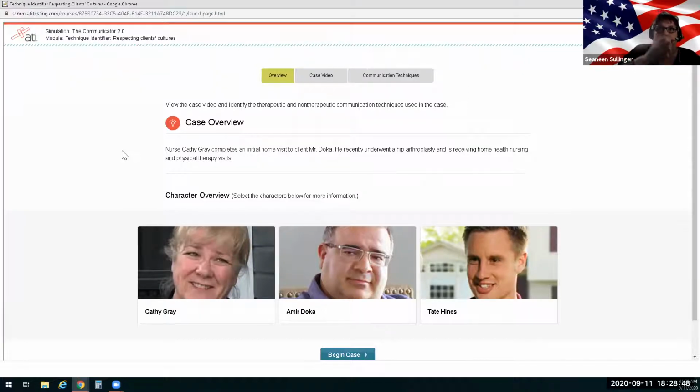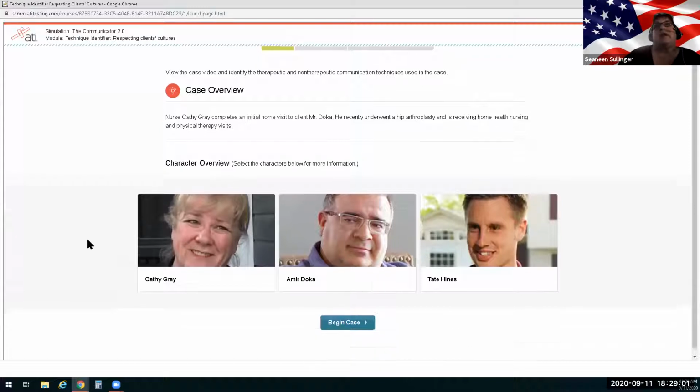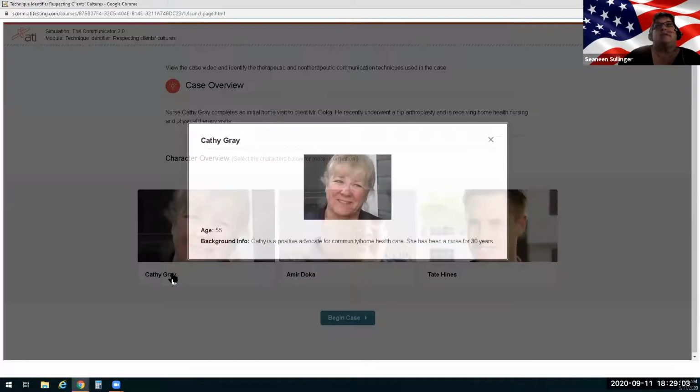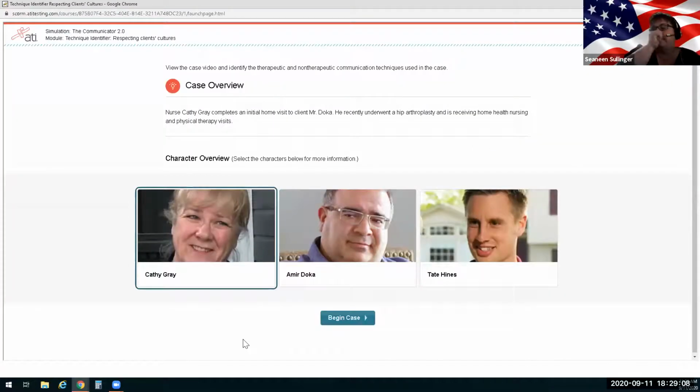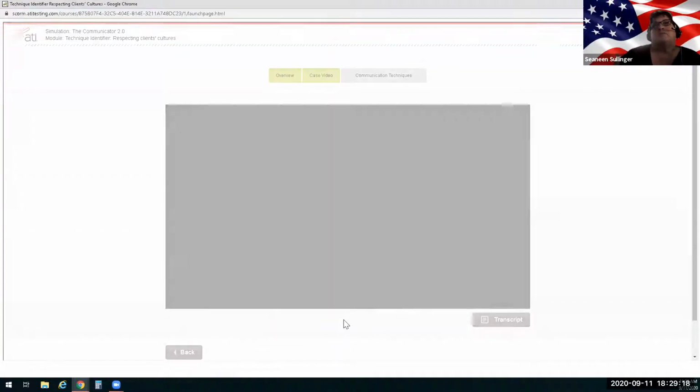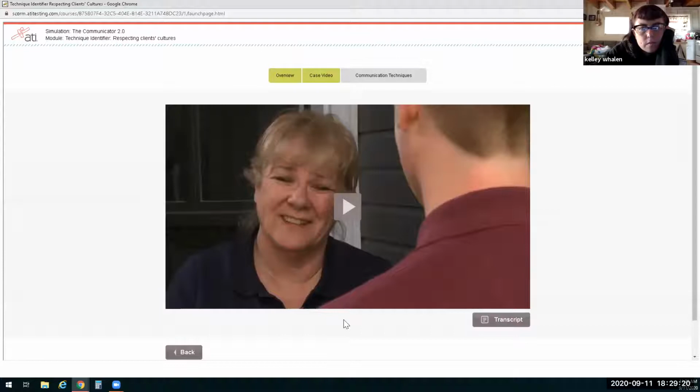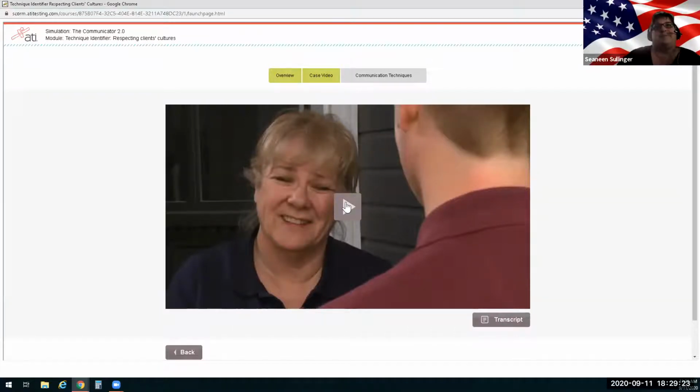So what we're doing is taking the cultural aspect from theory and moving it into lab, where we're also going to be talking about home visits. You've got the characters in the scenario here, and you can click on them to get more information. As a group, maybe one person can play the scenario, or you can all do it individually. Then you begin the case, which is the actual video, which plays for like 3 minutes, I think.